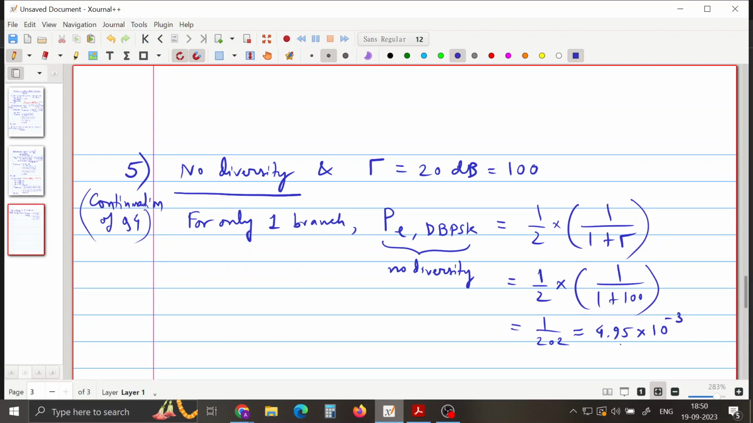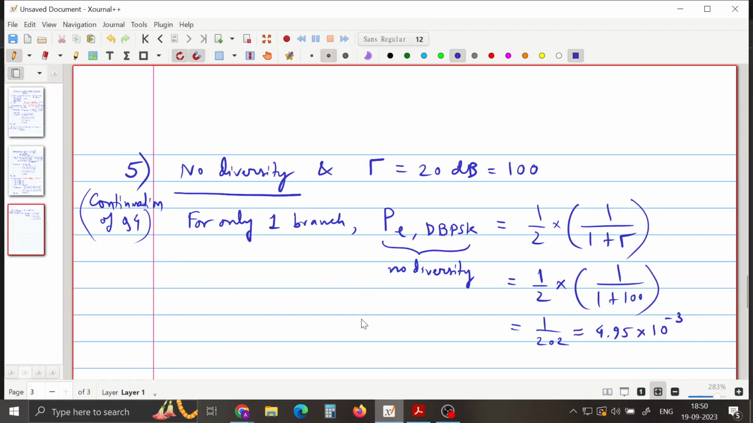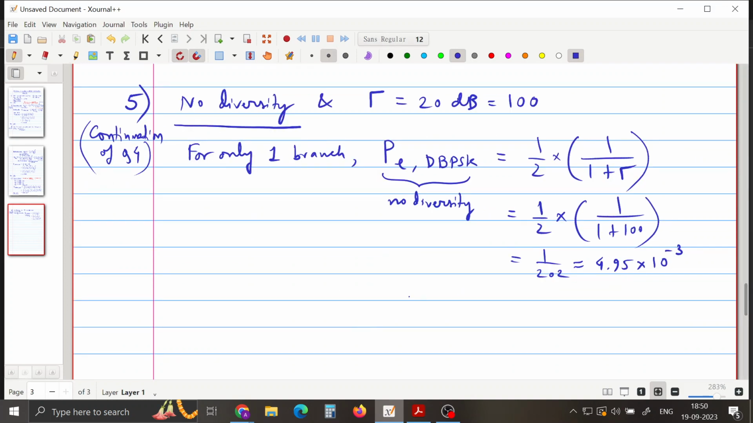Okay, so if you check the options, it is option A, 4.95 into 10 to the power minus 3. So this is option A, right?